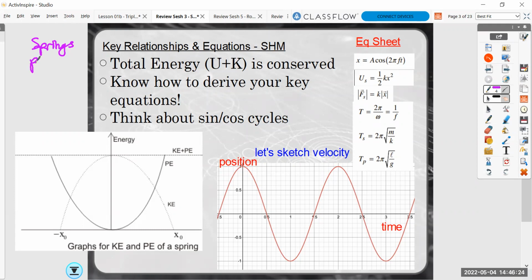Ooh, that's fun. And pendulums. My pen is leaking a little bit.